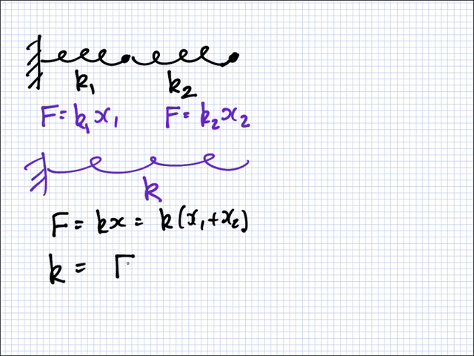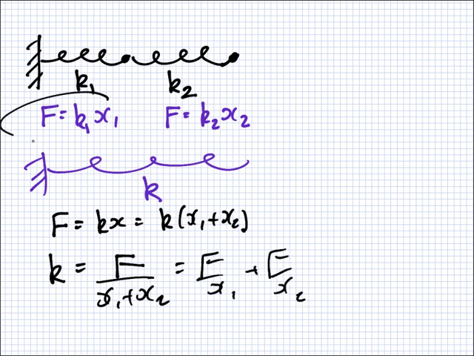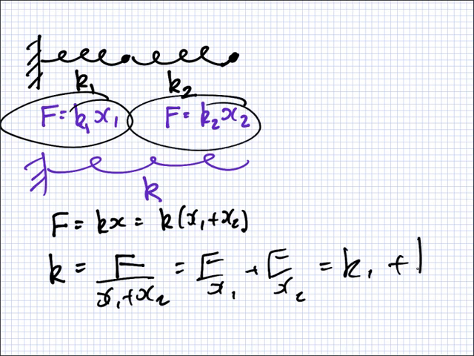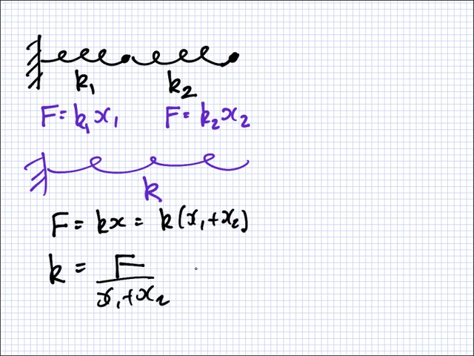K equals F over x1 plus x2. If I just divide, right? That equals F over x1 plus F over x2. But what's F over x1? And what's F over x2? So therefore, K equals K1 plus K2. Right? How can you divide the denominator? Oh yeah, you're right, you can't. Oh my goodness. Sorry. Bad teacher.